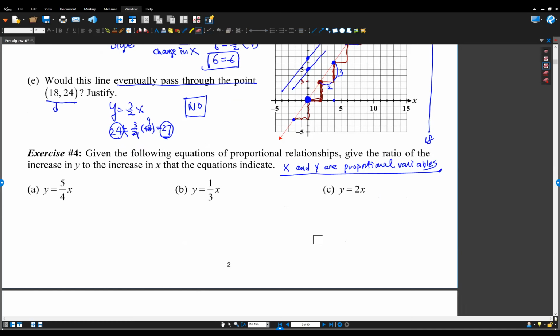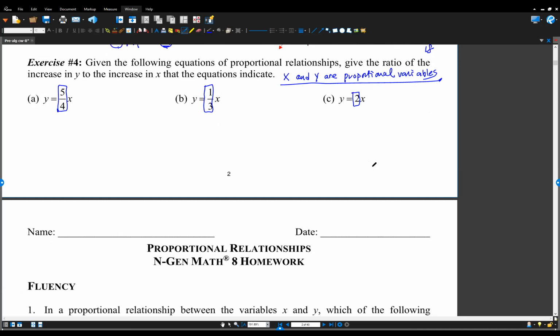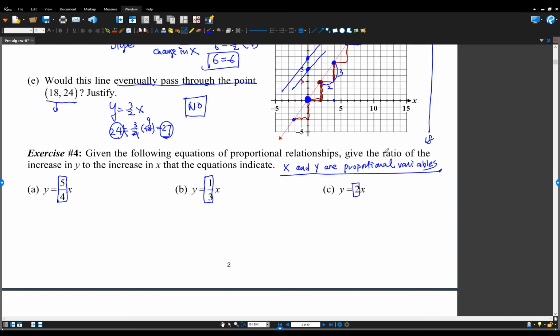All right, now using this value of k, we know how the graph moves on the graph. So we're going to have some more practice over here. I'm going to pull up some graph paper.